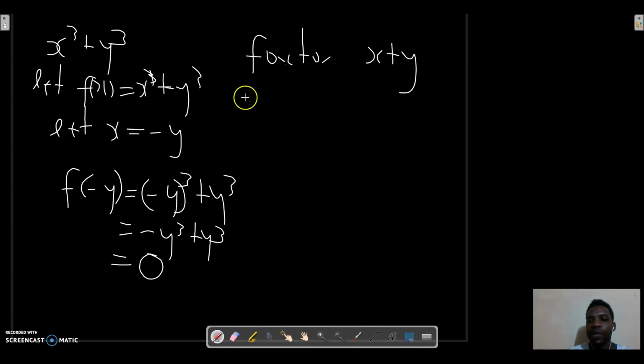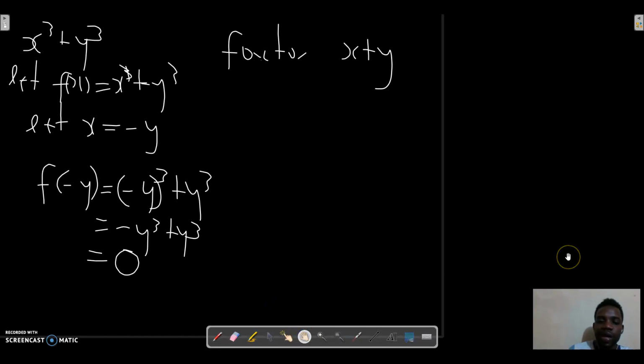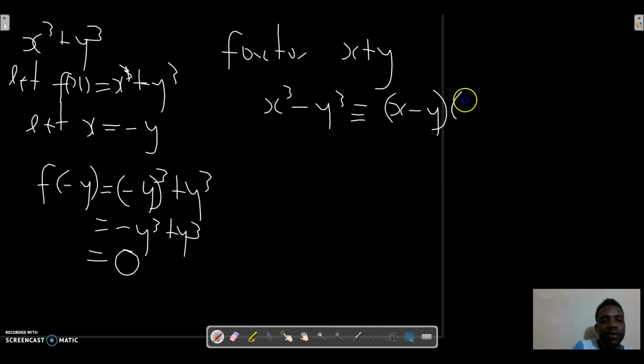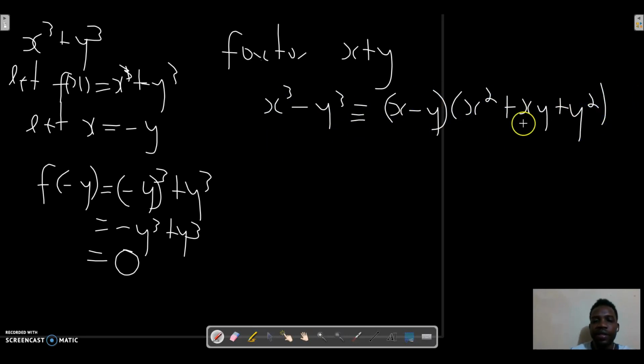And I could use x plus y to divide into this and see what happens. So we could even do it by long division. But this time I'm not going to be doing it by long division because there's no need to. I'm going to be doing it by comparison. And this is something we have to know at the CAPE level, how to use comparison to factorize. So we know that x cubed minus y cubed is equivalent to x minus y into x squared plus xy plus y squared. And these are things that you're going to have to know from memory now because these are going to come in various topics. So you have to know them.